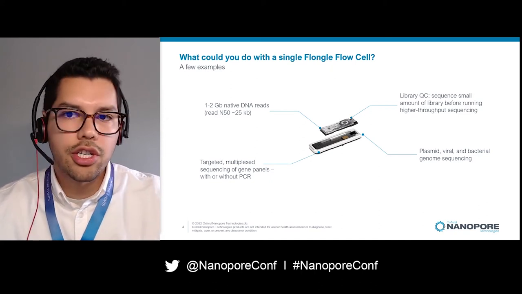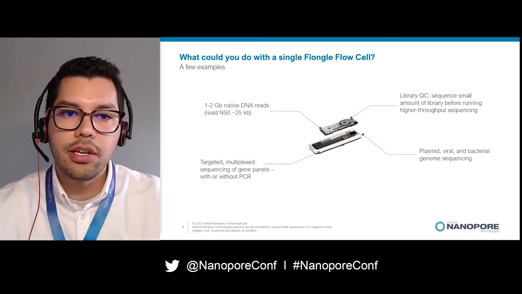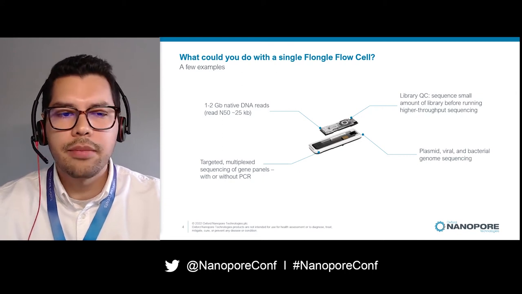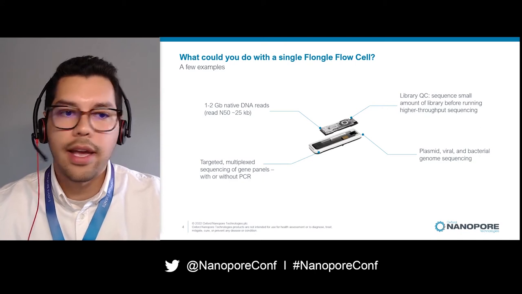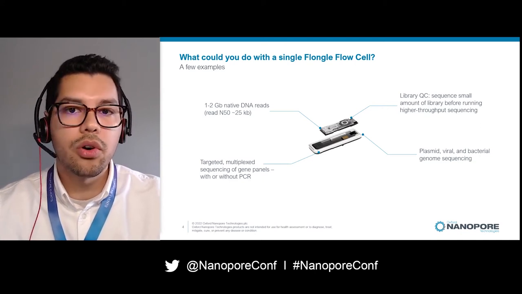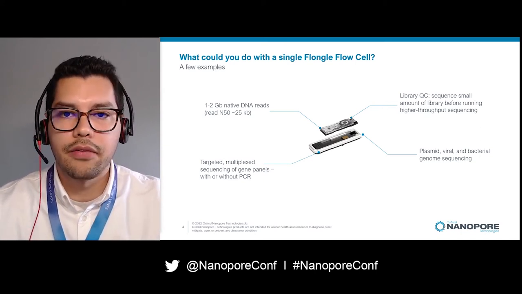So if you're interested in gene panels, you can target particular genes of interest. And this can be multiplexed to drive down that cost per sample and can also be performed either with or without PCR. We have native DNA offerings available.